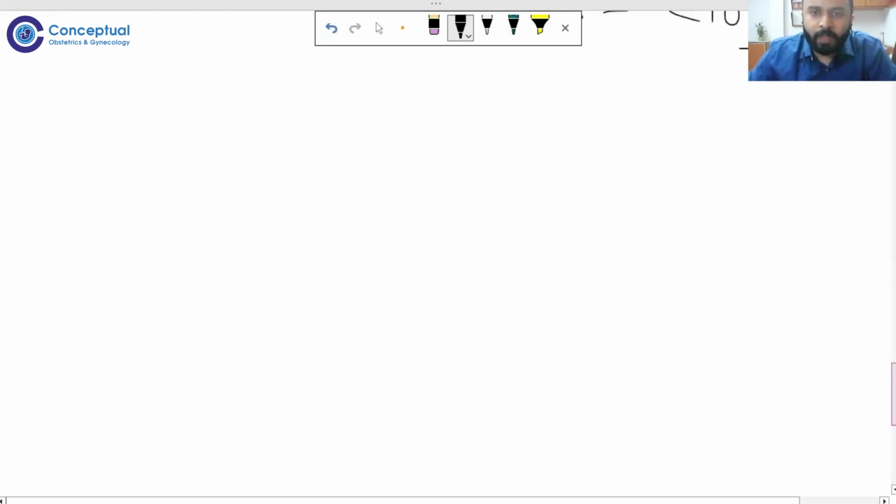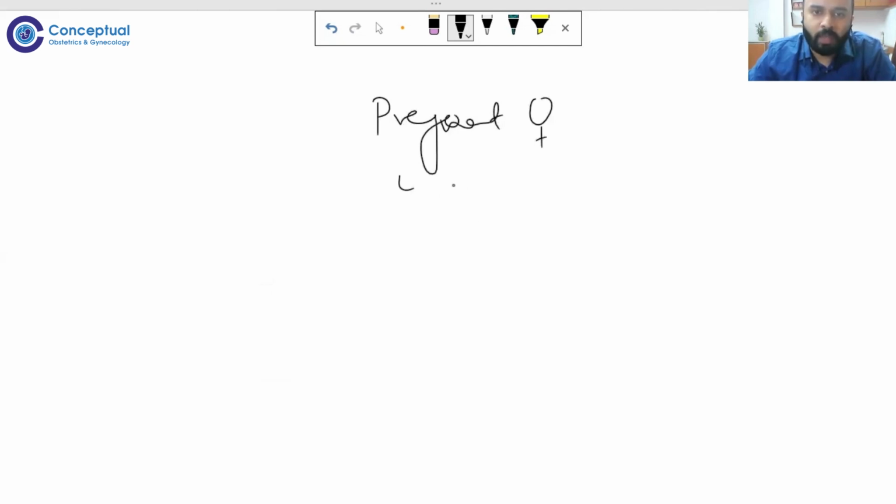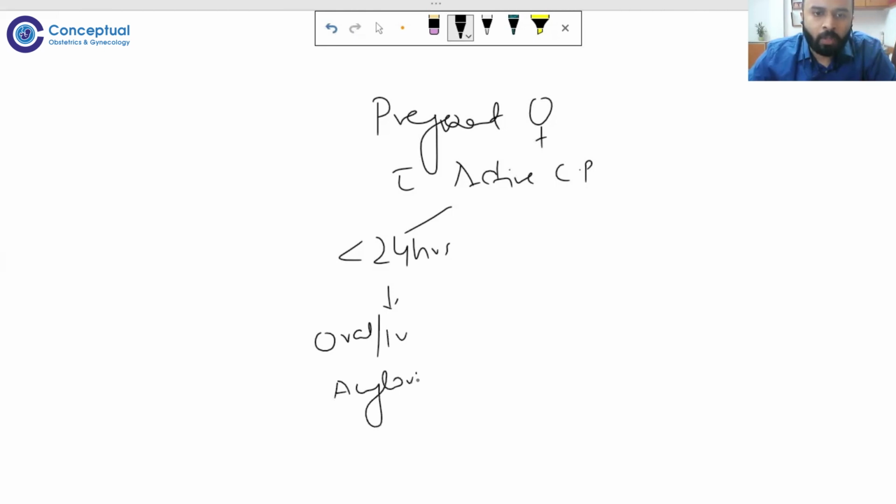If unfortunately the pregnant female comes to me with active lesions, with active chickenpox, if she comes to me within 24 hours, I'll be giving her oral or IV acyclovir. It all depends on whether it is severe or not. Severe is basically systemic manifestations. The dose is 800 mg 5 times per day for 7 days.